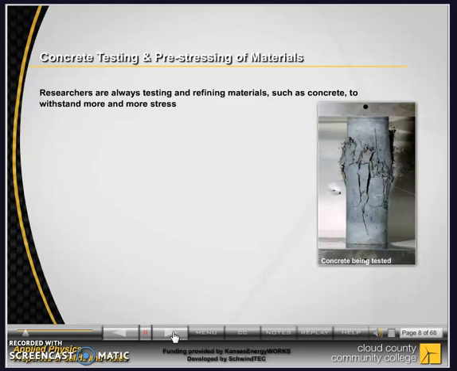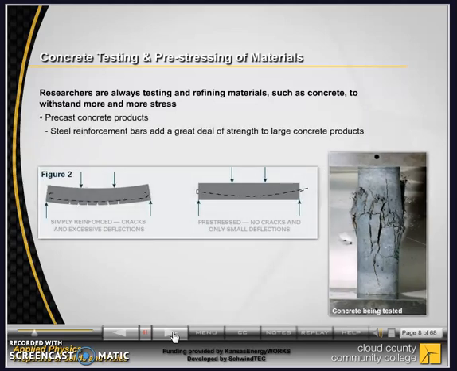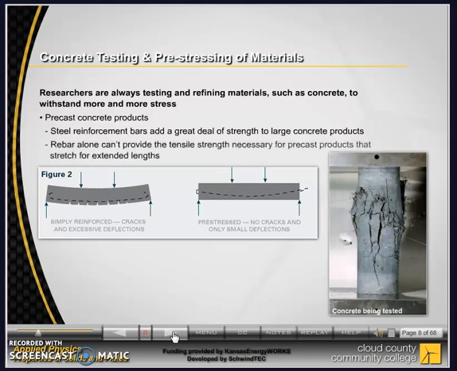Bigger is better, as many in the building product and bridge industries would say, and it's certainly true of precast concrete products. Steel reinforcement bars add a great deal of strength to large concrete products. But rebar alone can't provide the tensile strength necessary for precast products that stretch for extended lengths. There is a bit of wizardry that imparts sufficient strength to these enormous products, and it's called pre-stressing.